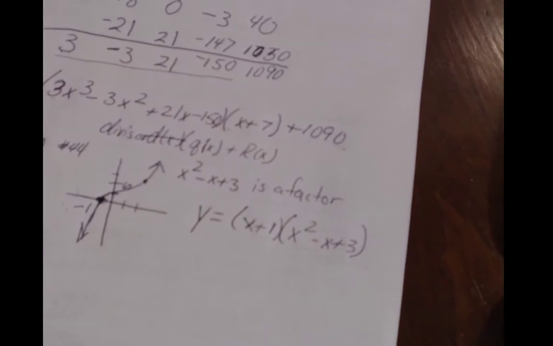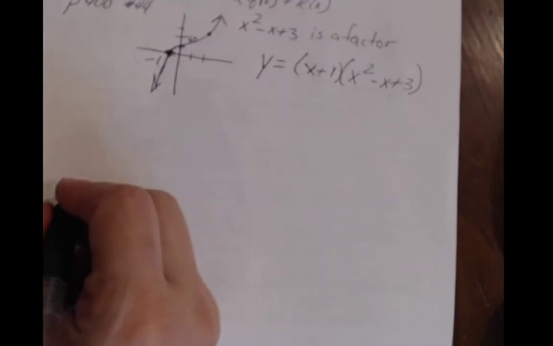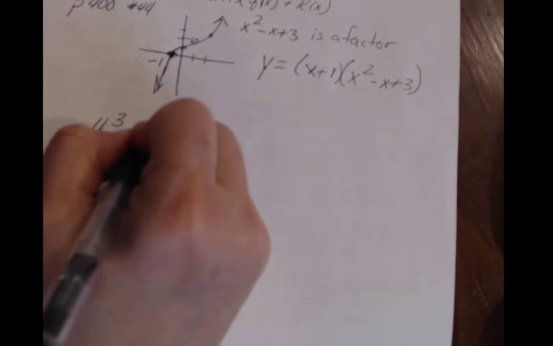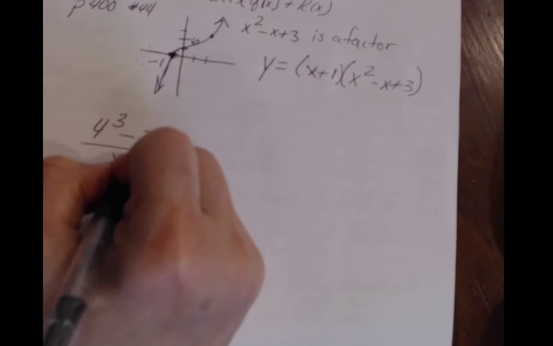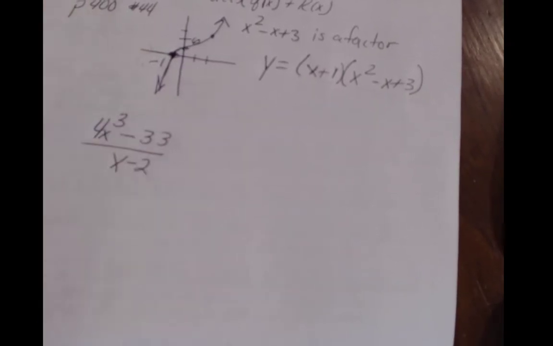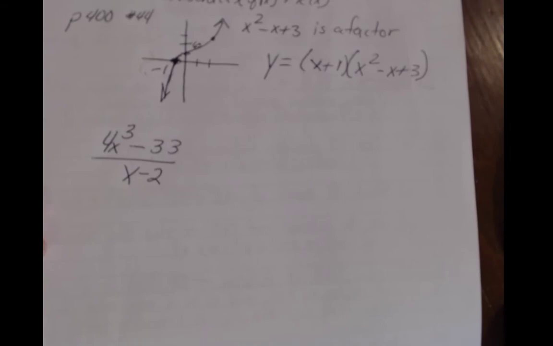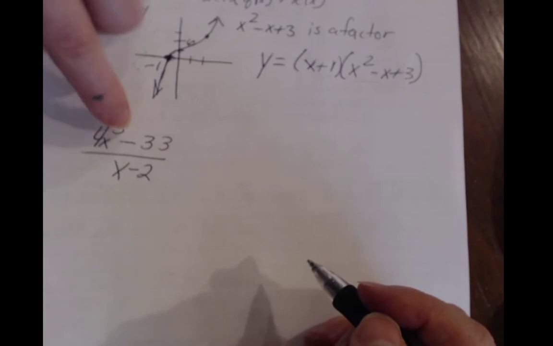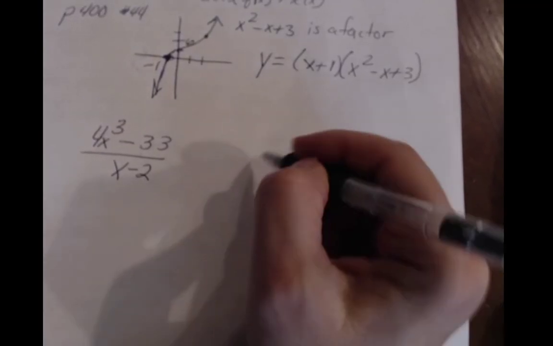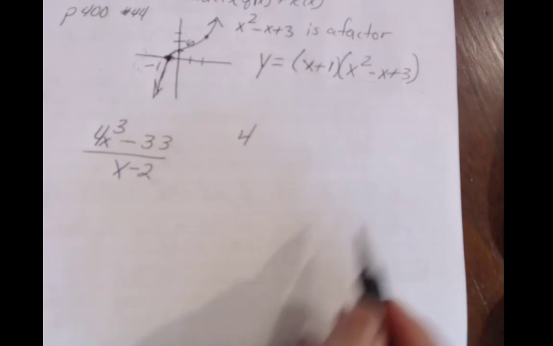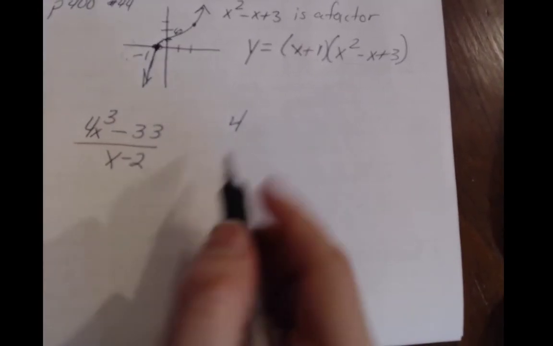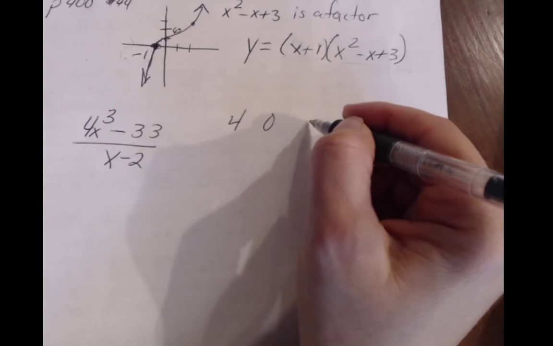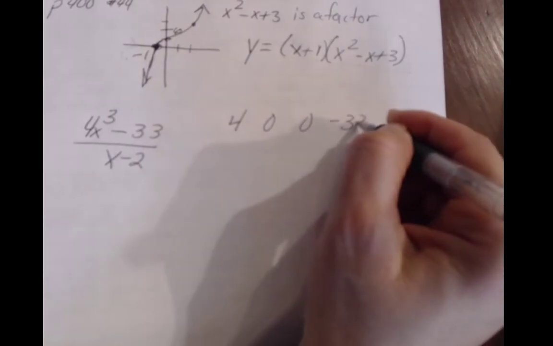What if a question is written as a fraction? 4x cubed minus 33 over x minus 2. Well, a fraction is the same as dividing. So we can divide this using synthetic division. Notice there's no squared or x term, so we're going to need to put zeros in there. So I'm going to write my numbers: 4, that's for the cubed, 0 for x squared, 0 for x, minus 33.